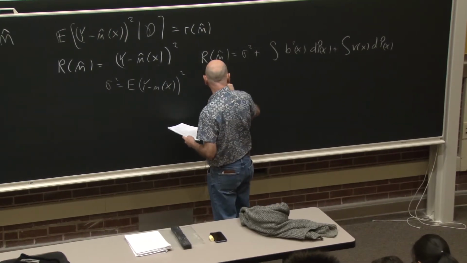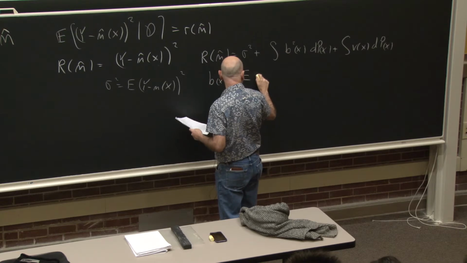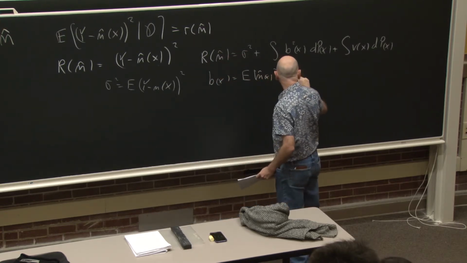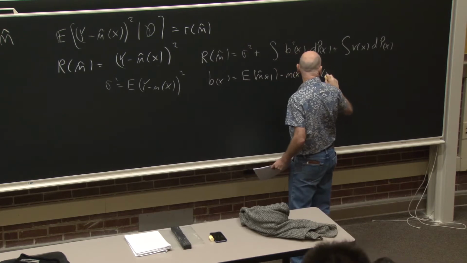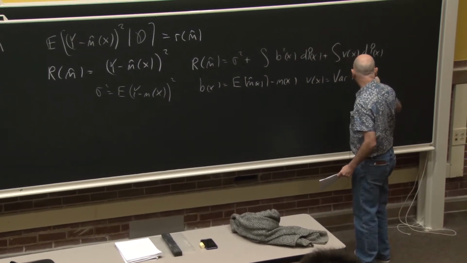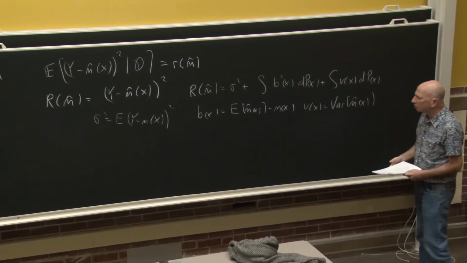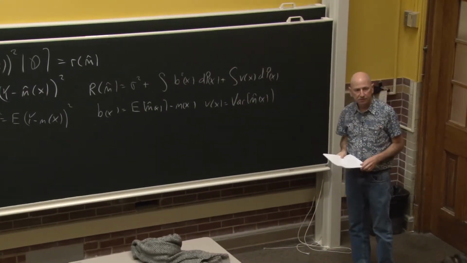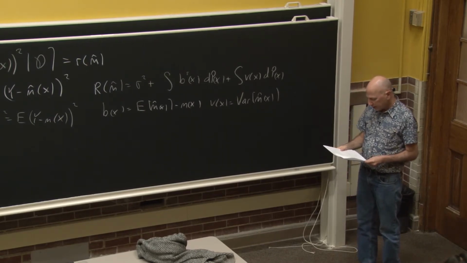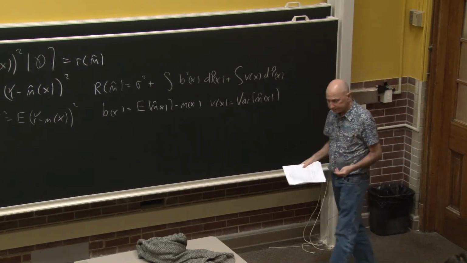So b of x is the expected value of m hat evaluated at x. And v is the variance. So this is stuff you already know, right? This is just the usual bias variance breakdown. And a lot of what we're going to be doing is talking about trading off the bias and the variance.